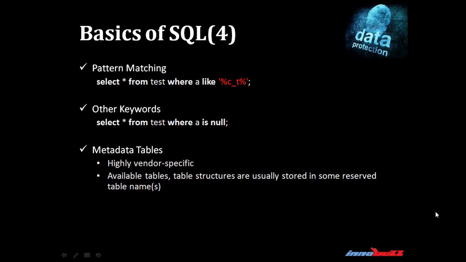For specifying a pattern and querying data which matches it, the condition that should be specified here is as alike %c_t%, where c_t denotes the pattern which is to be searched. Some keywords such as null can also be used as values in the conditions in the where clause to query relevant data. Apart from this, metadata tables store information about the database. They are highly vendor specific and are denoted by reserved table names.